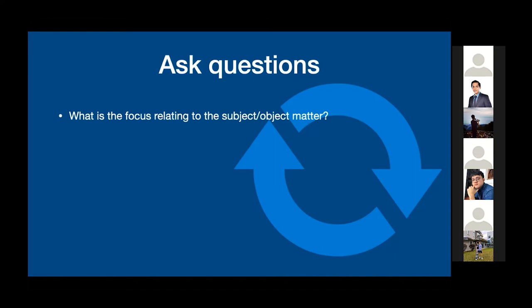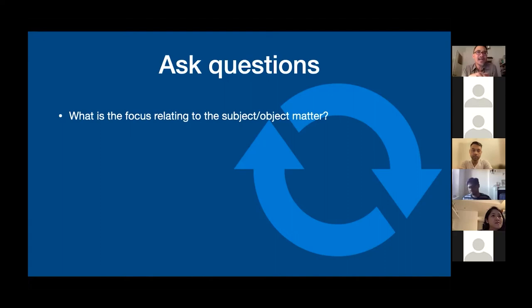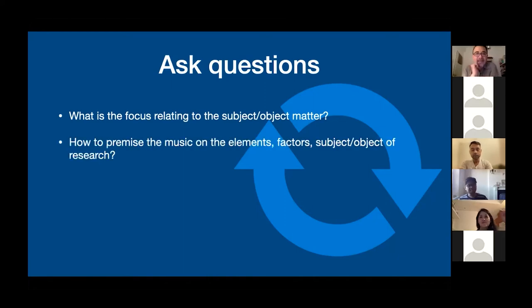This is a question that you can apply to your approach. My approach to my music composition is I'm going to take the lyrics and come up with music to apply to the old lyrics, just like taking the wine and putting it into a new bottle, old wine in a new bottle, okay? Another example of a question you can ask yourself is how to premise the music on the elements, factors, object, subject of the research.